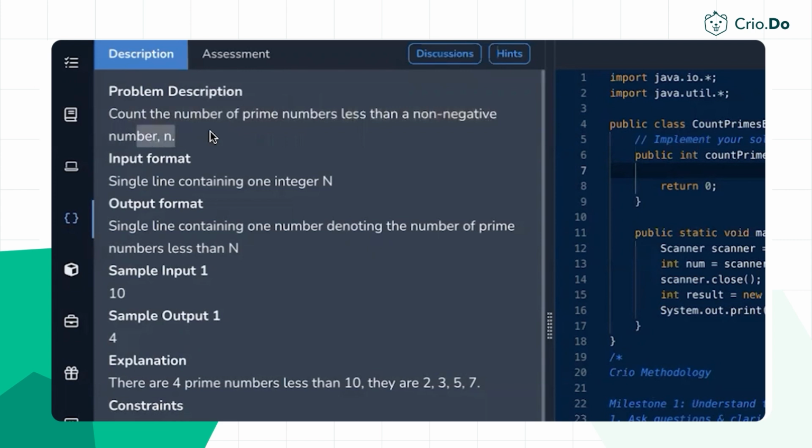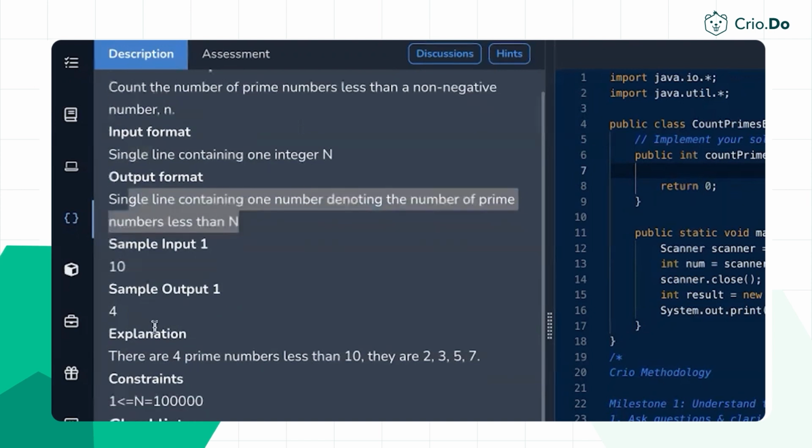So we are given a positive integer. Non-negative means anything which is greater than 0. So a value which is greater than 0, and we have to count all the numbers which are prime and lesser than that particular element n. So input will be a single integer as told, and output will also be an integer, that is the number of prime numbers. So let's say the input is n equal to 10, then how many numbers are there in between 1 to 9 which are prime?